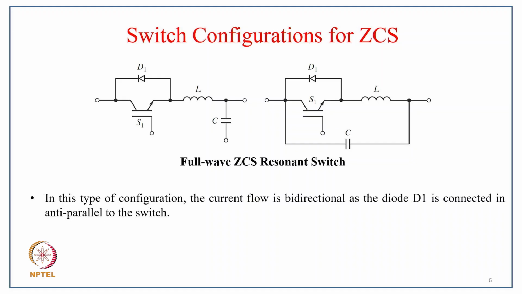And in full wave, you can just see here the diode in parallel with the switch, and then inductor and capacitor. And in the second case, the capacitor is connected in parallel after the inductor in series. So in this type of configuration, the current flows bidirectionally as the D1 is connected in anti-parallel to the switch.